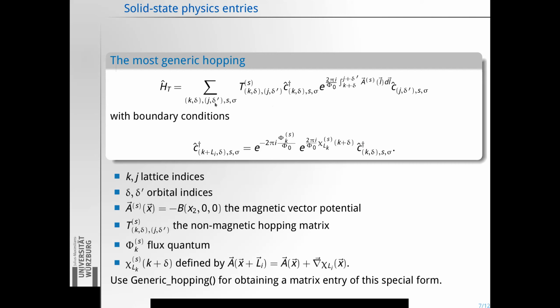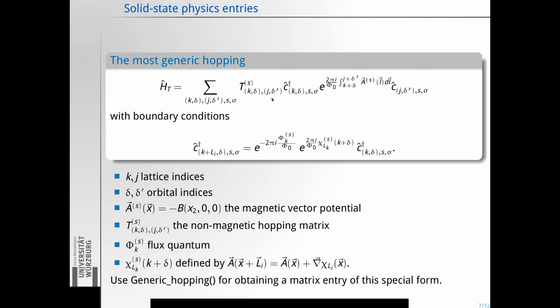Delta and delta prime are the orbital indices, for having the flexibility that in the lattice you also have separate orbitals. A specifies vector potentials, if you want to include magnetic fields into your particular model. This is the so-called Peierls phase substitution for introducing magnetic fields. T_S is, let's call it, the non-magnetic hopping matrix. That would most of the time just be determined by your lattice structure, which are the connected bonds in your lattice.